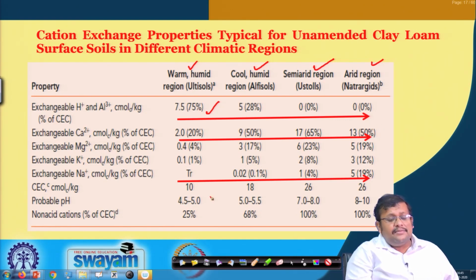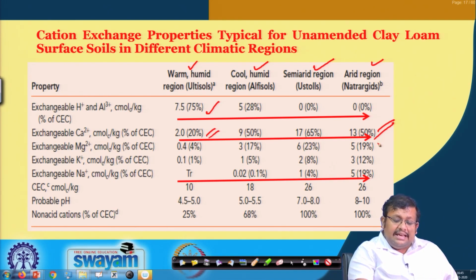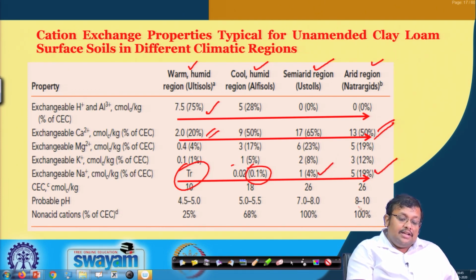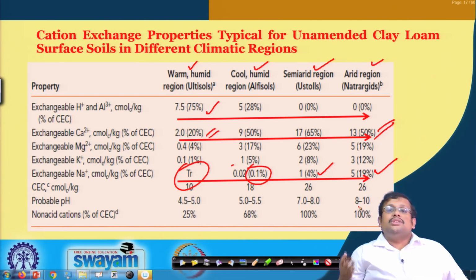In the case of exchangeable calcium and magnesium, as we go from the warm and humid climate to arid region, we get a constant increase. Exchangeable sodium, in warm humid climate, is at trace concentration. In cool humid region, it is only 0.02, that is only 0.1%. In semi-arid region, we get 4%, and in arid region, we get 19%. That again shows how the saturation percentage of different ions changes depending on the surrounding climatic condition.